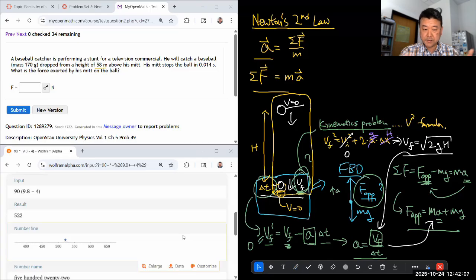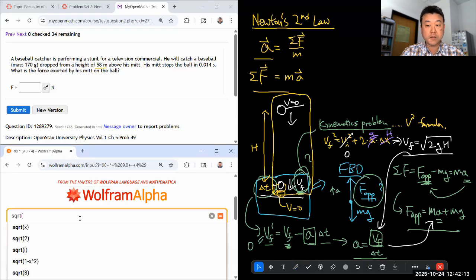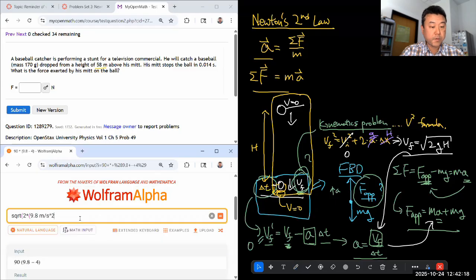So let me just build the expression in Wolfram Alpha as I go. So V final, that's going to be the square root of 2 times g, 9.8 meters per second squared, times the h, 58 meters. I'm putting in the units in case I make a typo. If there's an algebra error, that will help me catch it. So that V final, divided by delta t, divided by 0.014 seconds. That's going to give me acceleration.